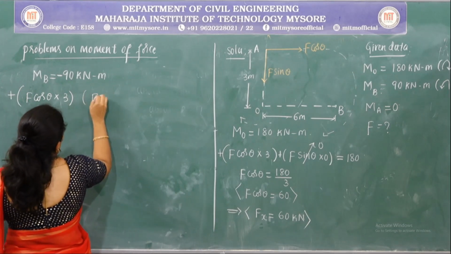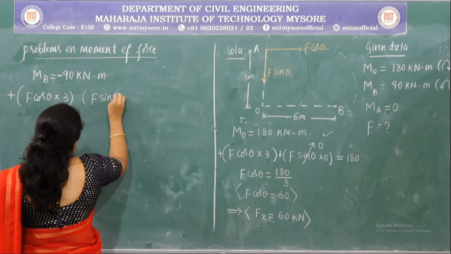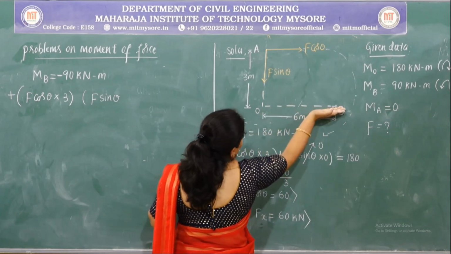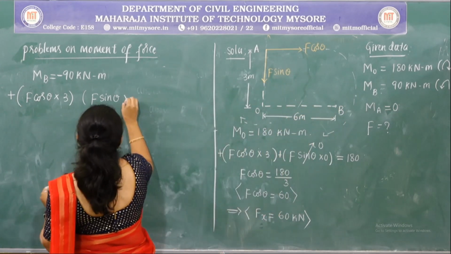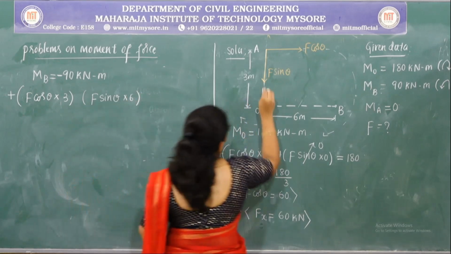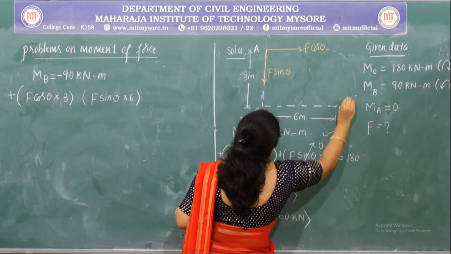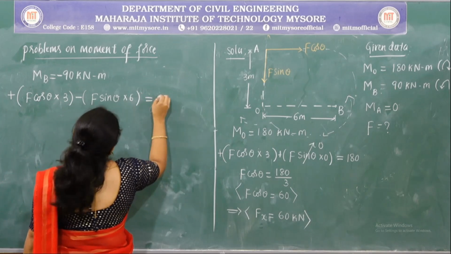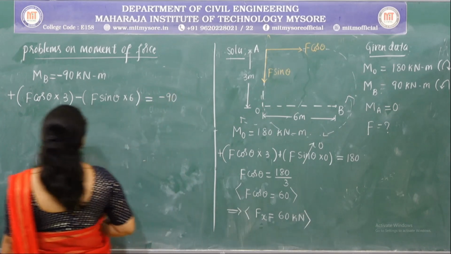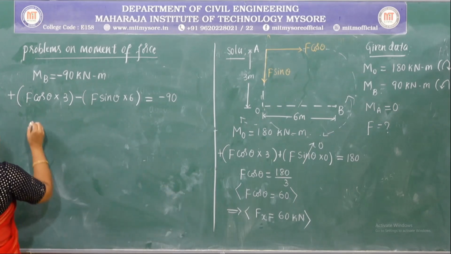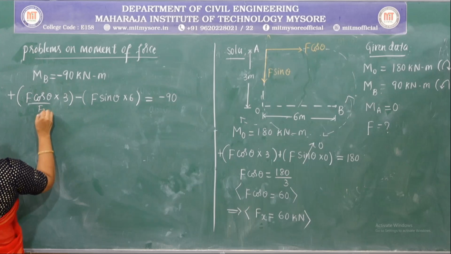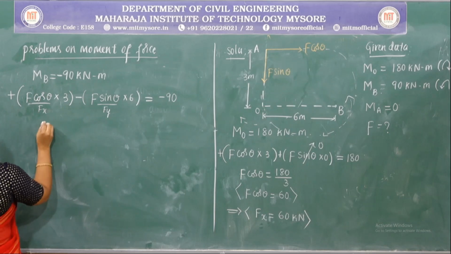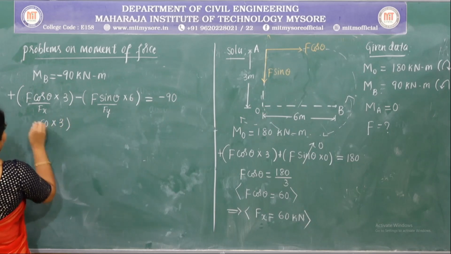Again we shall consider the y component, that is F sin theta. Here is the line of action of the force and this will become the perpendicular distance. So this distance is given as 6 meter and this force is producing an anti-clockwise moment, that's why it is negative, which is equal to the total moment about B, that is minus 90. So we know the value of F cos theta, which is nothing but Fx. So this can be considered as Fy. So F cos theta, that is Fx, the value of Fx is 60 multiplied by 3.